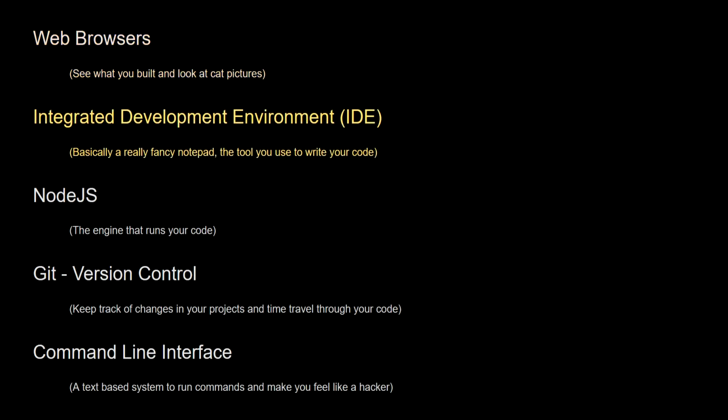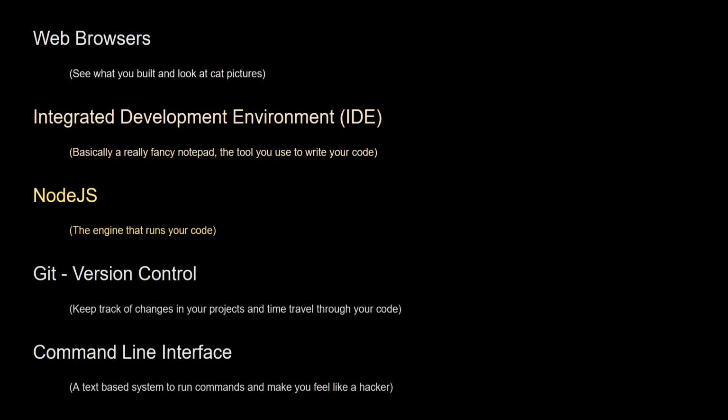An integrated development environment, or an IDE, which is basically just a really fancy notepad. It's a tool that you use to write your code. Think of Word as for writing letters and Office documents, Excel is for spreadsheets. An IDE is for writing code. It has lots of tools that enable you to write better code, faster, and easier.